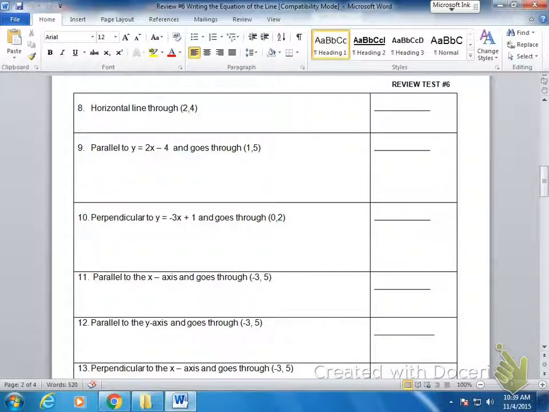Number 8 is also a pretty quick one. If you remember, horizontal lines are always y equals. The only y value they gave me was 4, so my answer is y equals 4. And guys, those are quick, easy questions. You got to be careful.